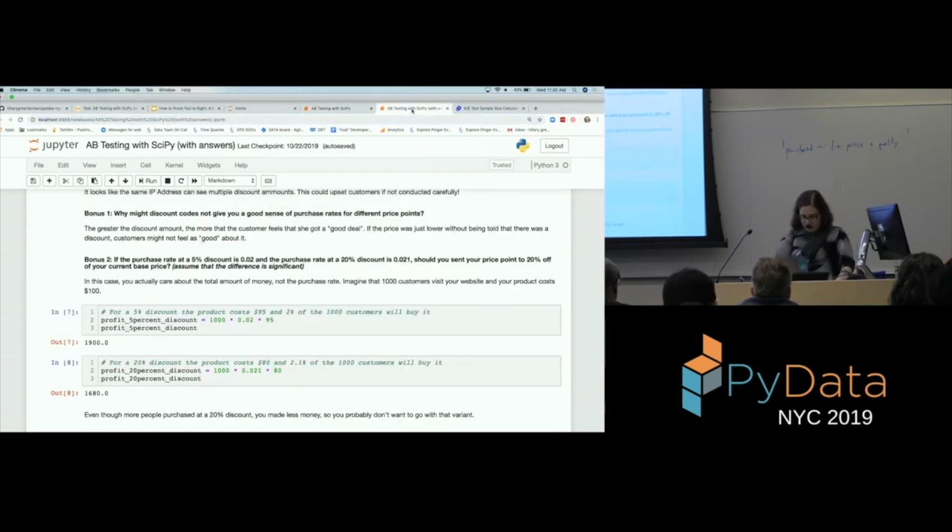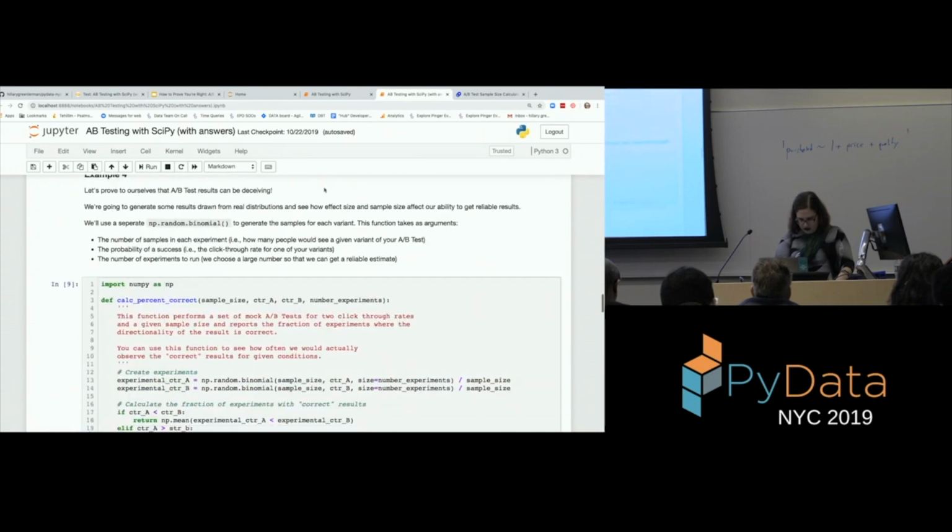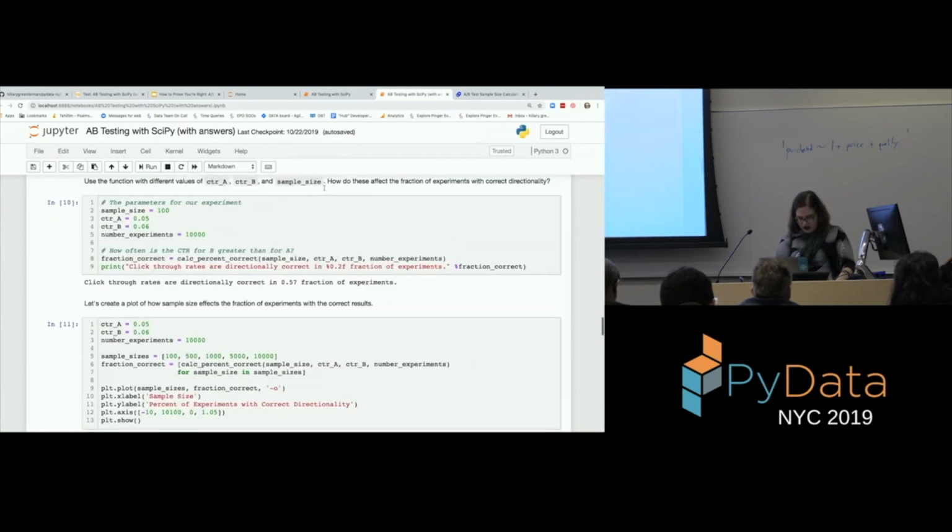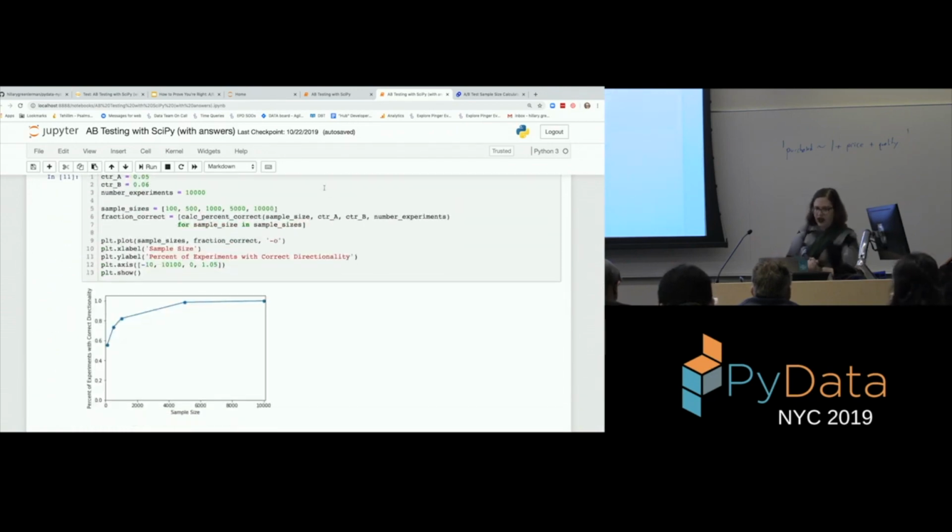So I'm gonna show some plots. So, first thing, this is probably something that is pretty intuitive. As our sample size gets bigger, we're more likely to get an accurate result. So what you can see here is that with relatively small sample sizes, like 100 in each group, you're gonna be wrong a significant portion of the time. Whereas when we get up to big samples like 5,000 or 10,000, we're right a lot more frequently.